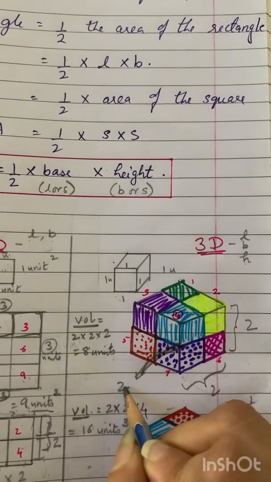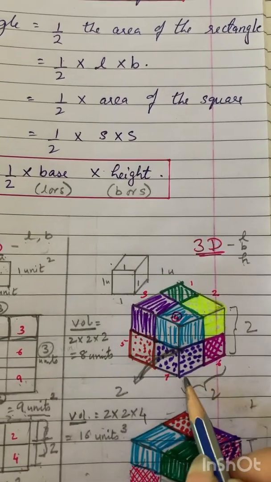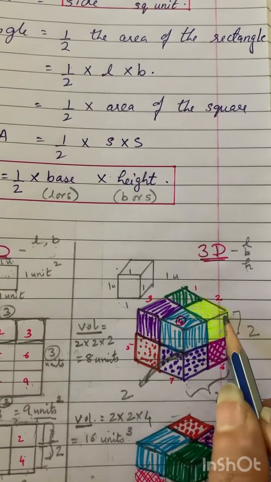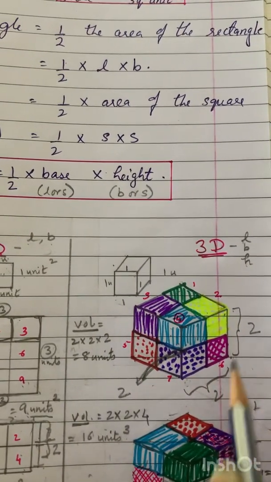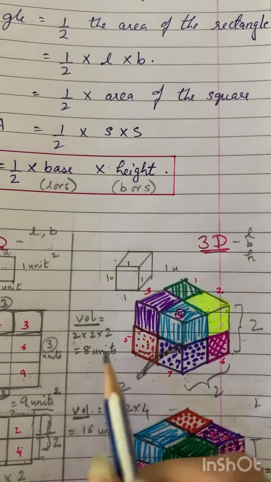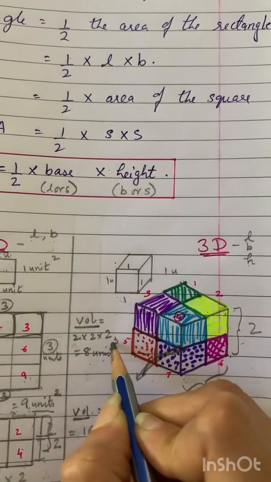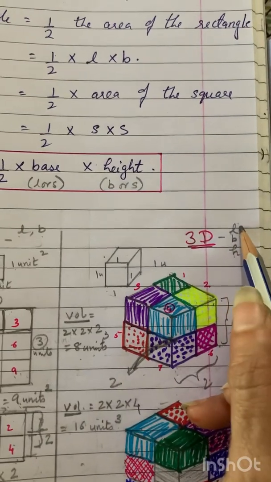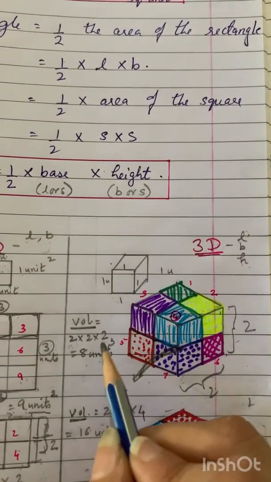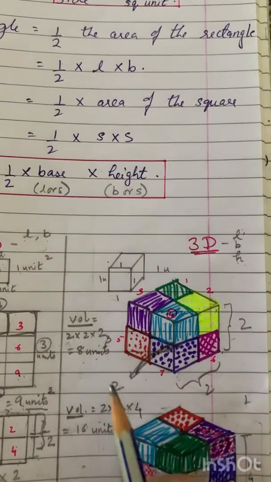Okay, so volume will be length into breadth into height. So 2 into 2 into 2, I get 8 units cube. Why cube? Because here we are using 3 dimensions, 1, 2, 3. So we write it cubes.